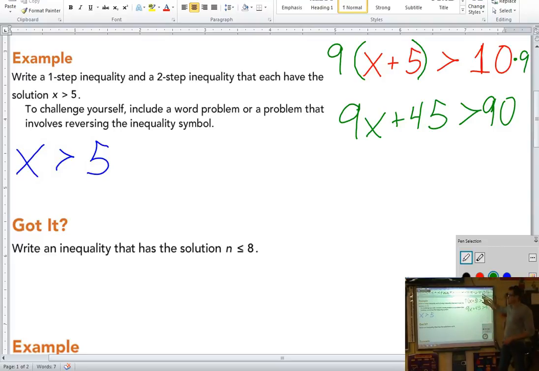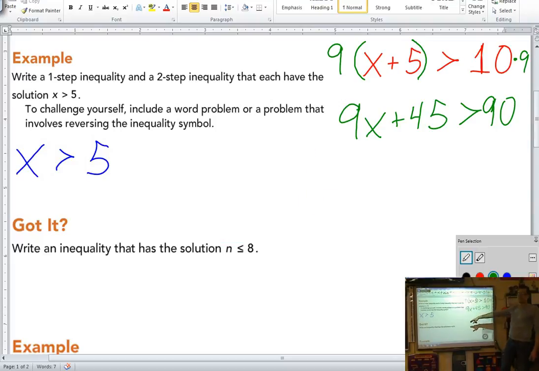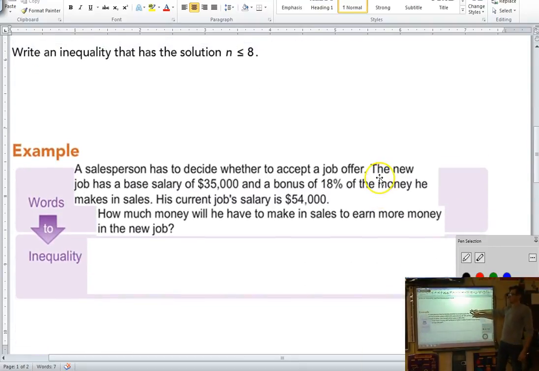So in the got it, try to write an inequality, and you can decide whether you want to do a two-step or a one-step. Write an inequality that has a solution of n is less than or equal to 8. And actually, I'd like you to then have a neighbor check that it's right. So you're only going to hand them your inequality, not the whole process and the whole work. Have them check, is it right? So take a minute or two, and then I'll ask for a couple up here, and we'll talk about them. If you're struggling, stick up a hand so I can help you.